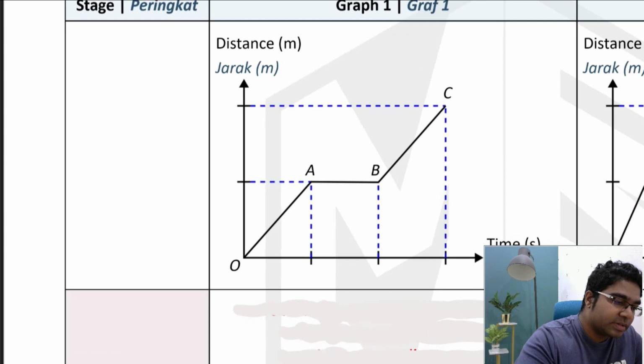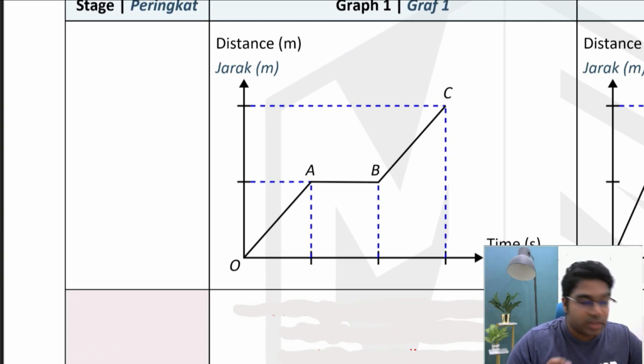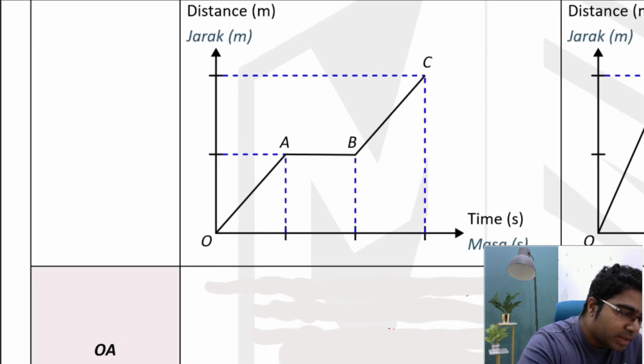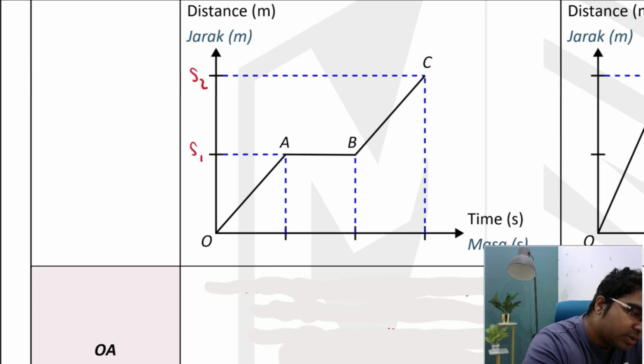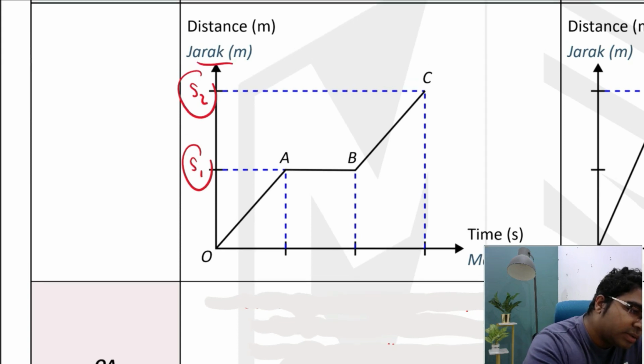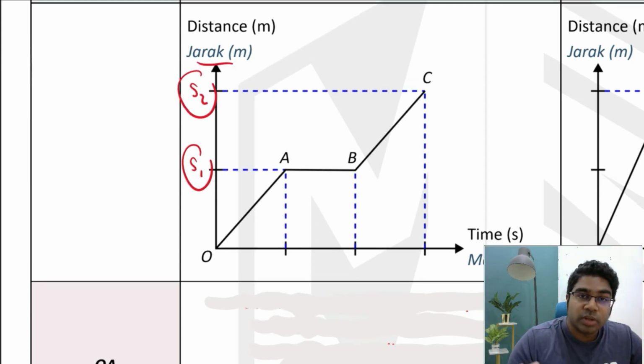Let's look at this graph for example. Kita tengok graf ini sebagai contoh. So katakanlah kita letak di sini S1 dengan S2. So S1 dengan S2 mewakili jarak yang sudah dilalui oleh objek tersebut. It represents the distance traveled by this particular object during its motion.